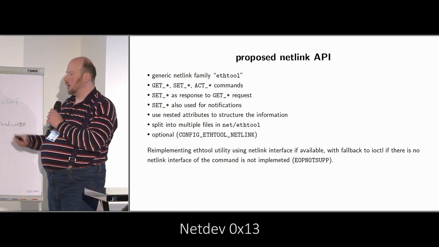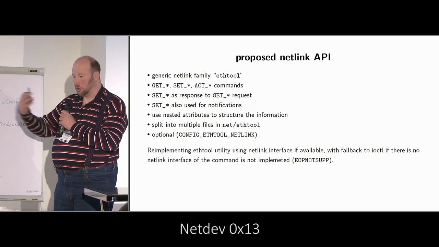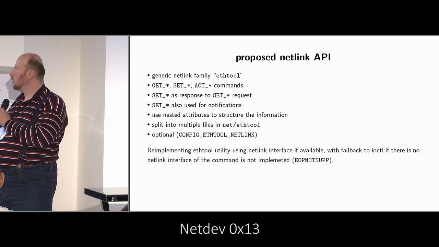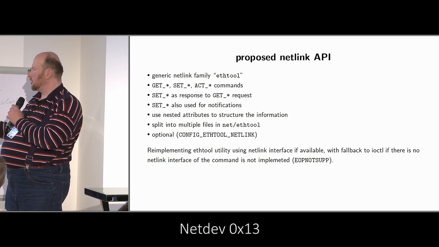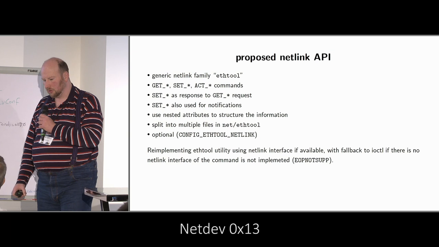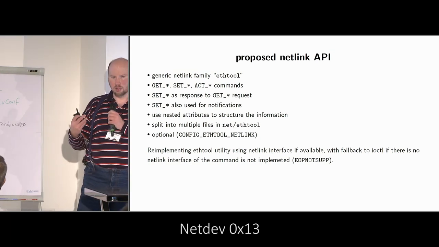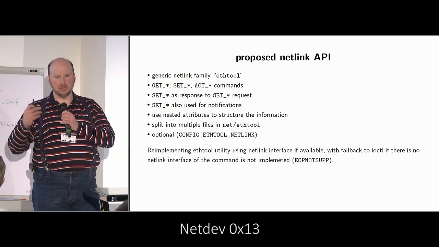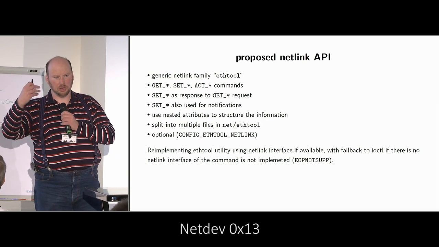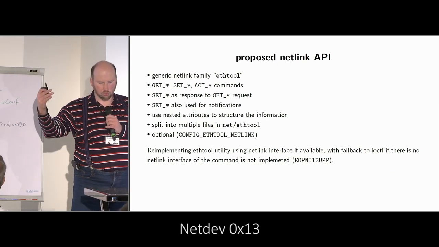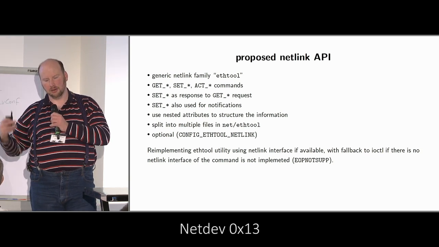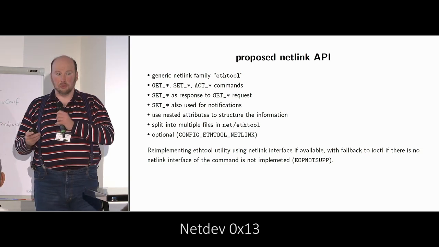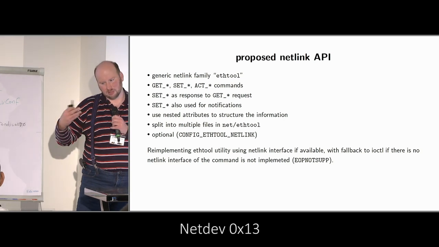Nested attributes are used a lot to structure the information better and to handle that better. The implementation is split into multiple files because it would be too long. The problem is that the old interface was using essentially the same structure for talking between user space and generic ethtool code in kernel, and between generic ethtool code in kernel and network drivers. We don't have that luxury, so the code is more complicated.